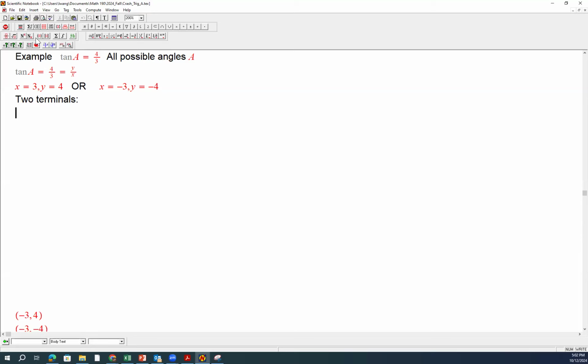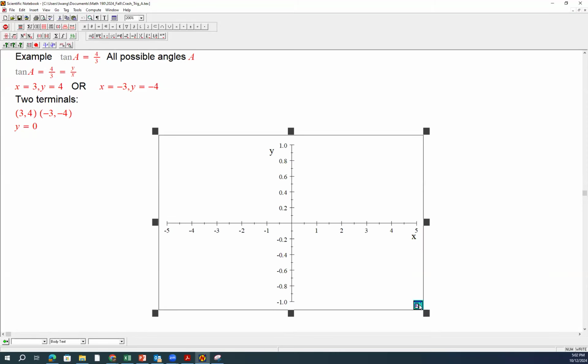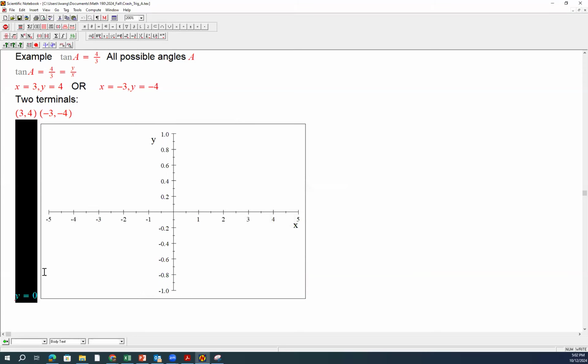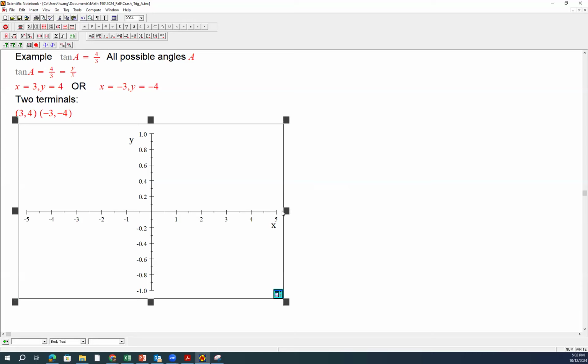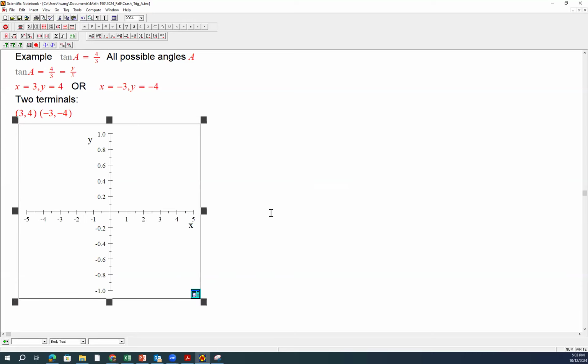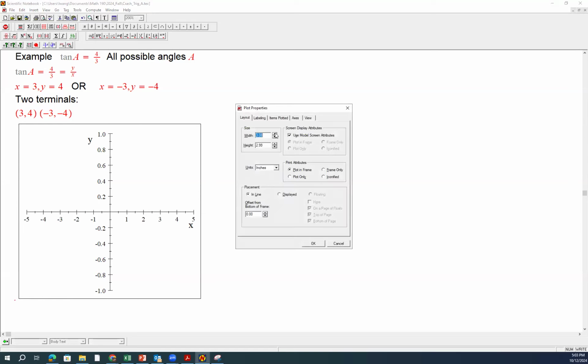What are the 2 terminals? 3, 4, or -3, -4. Okay, so let's draw these two terminals from the information we just got, right? Because we want to find all possible angles. So from the information given, the two terminals could either be 3, 4 or -3, -4.